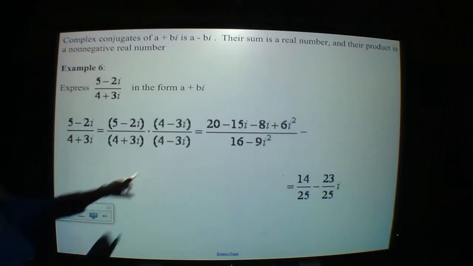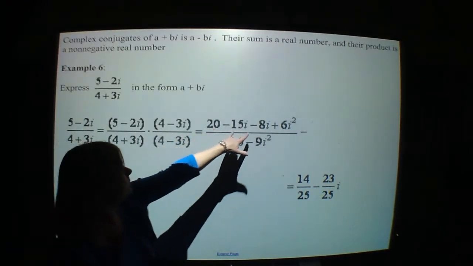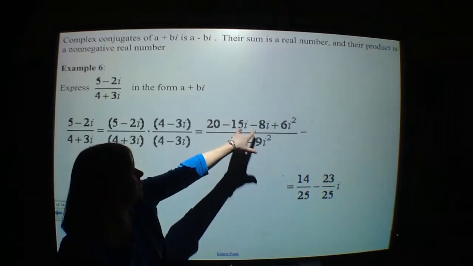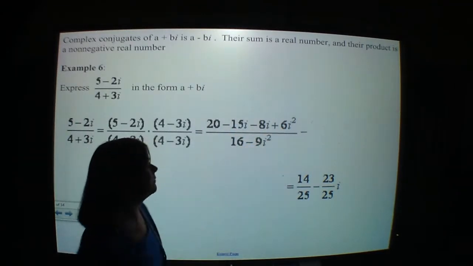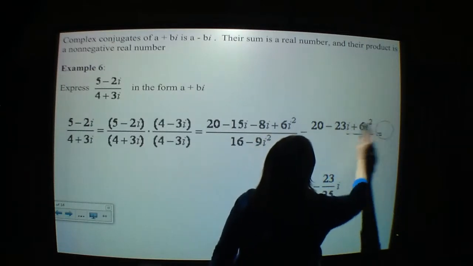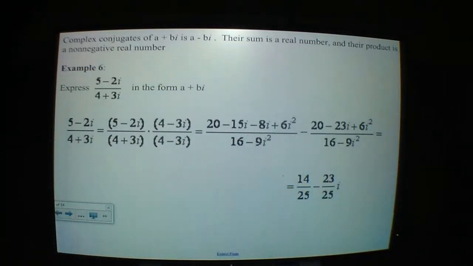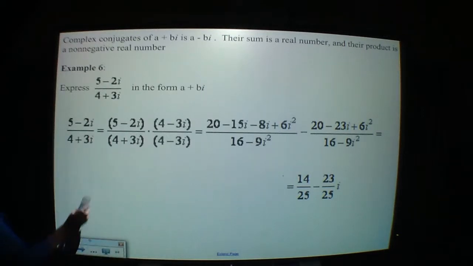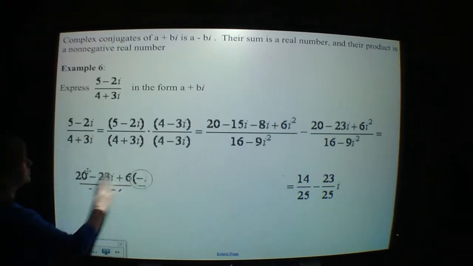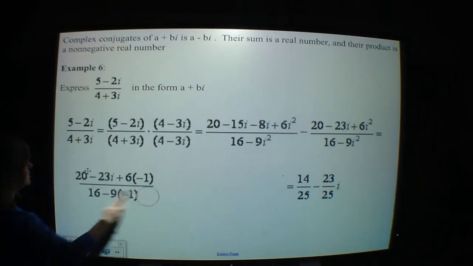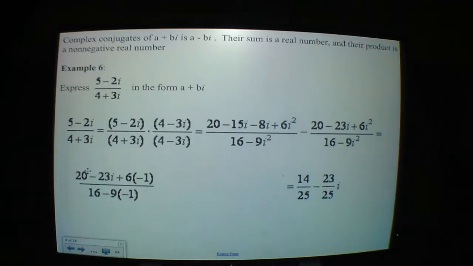Combine your like terms. Here you have 20. This would be minus 23i, and this ends up to be minus 6, which I guess I'll get in the next step. So I'm doing it in 2 steps. And that's your minus 6. Then minus 9i squared becomes minus a negative 9.